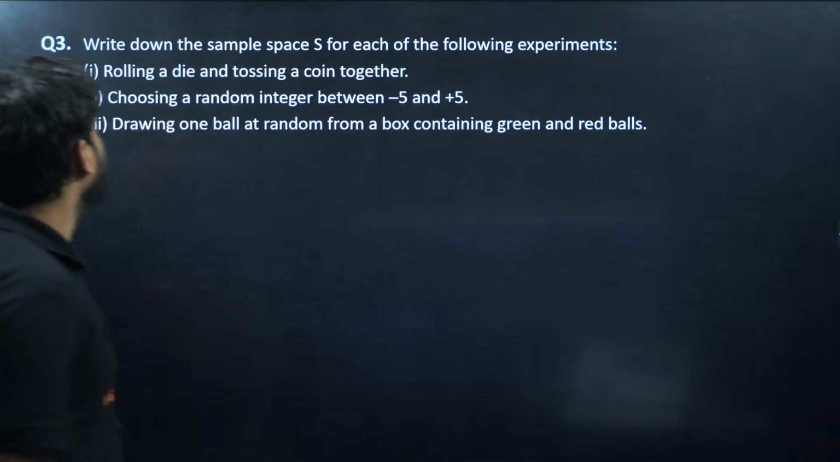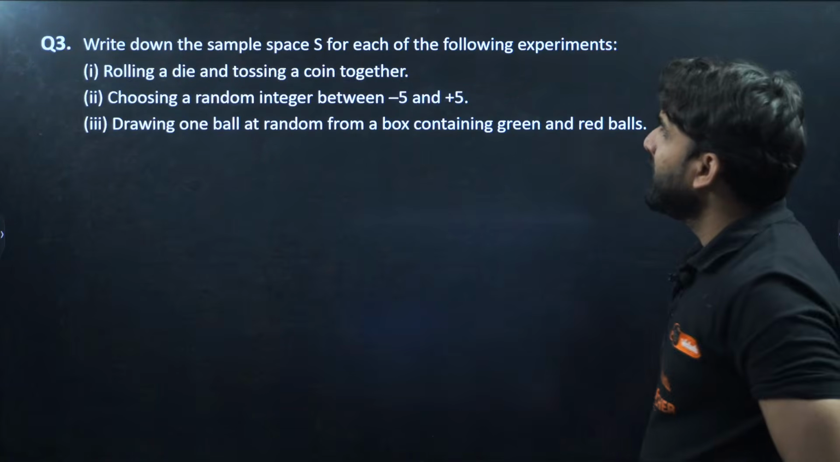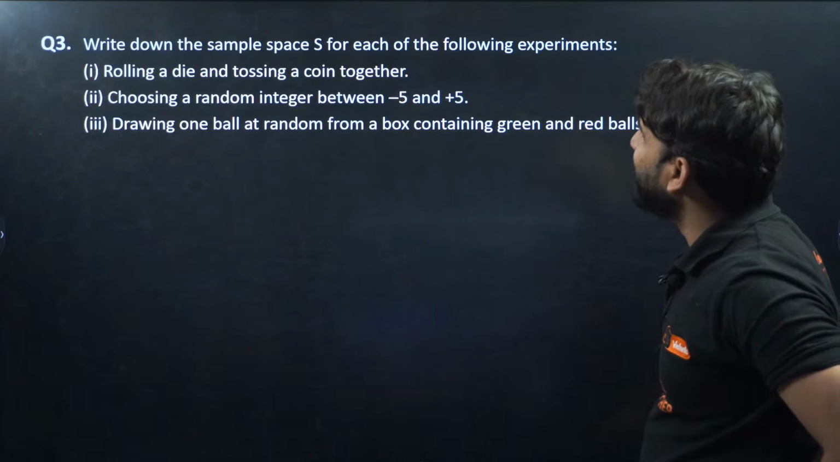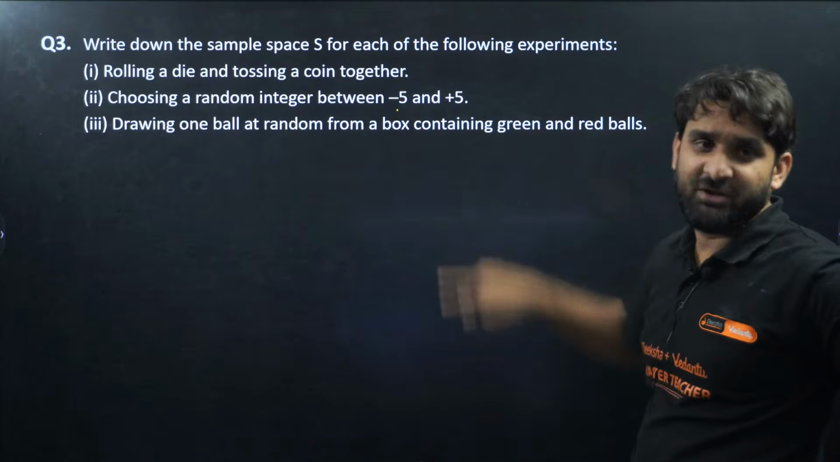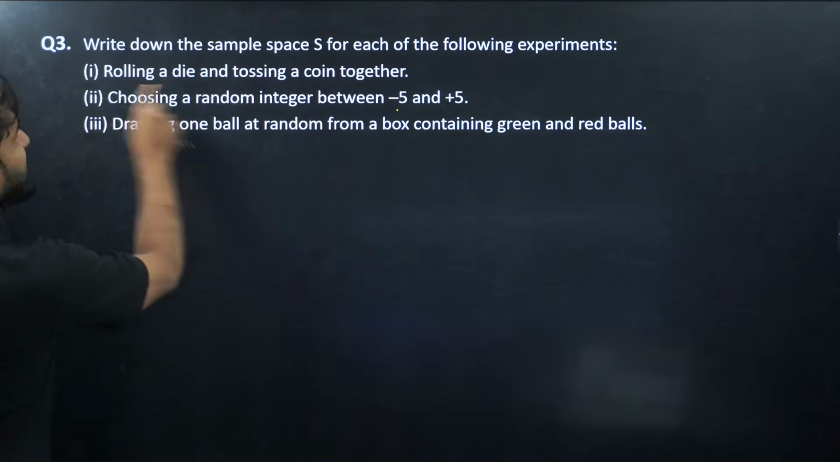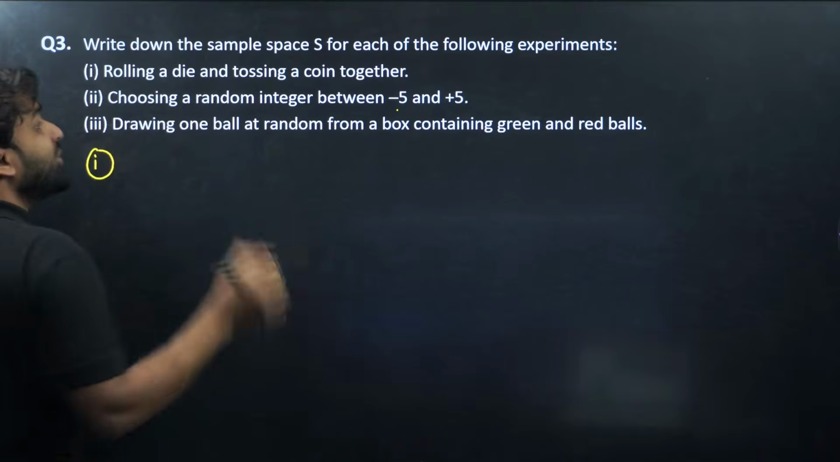Moving ahead. Question number 3. Look at question number 3. Write down the sample space S for each of the following experiments. So we have 3 experiments here and we have to write the sample spaces for all of them. The first experiment is rolling a die and tossing a coin together.